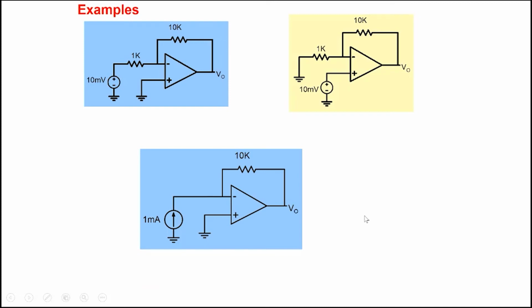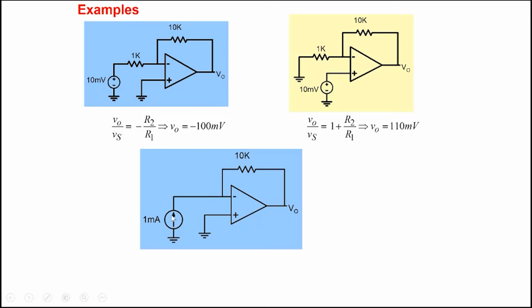And so let's look at these examples. How do we analyze this? So this is an inverting amplifier. V0 by Vs is minus R2 by R1. So V0 is minus 100 millivolt. In this case, V0 by Vs is 1 plus R2 by R1. So we get V0 equal to 110 millivolt here. R2 by R1 is 10. So 10 plus 1, 11. 11 multiplied by 10 gives us 110 millivolt.